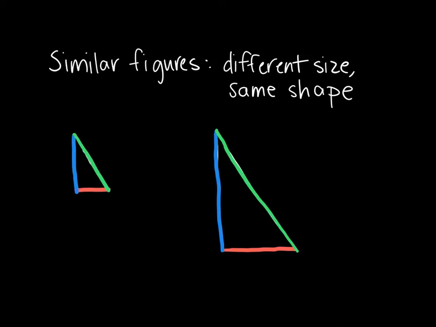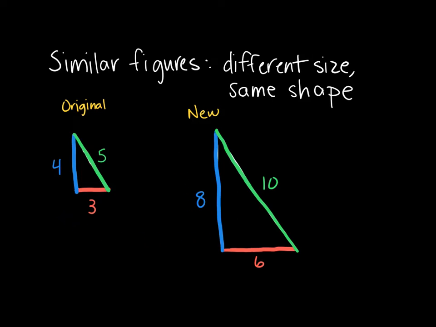Notice, I've color-coded sides that correspond. So we have the shortest side corresponding with the shortest side of the larger triangle, and then the medium side, right, and the longest. I'm going to call the smaller triangle the original figure and the larger one the new figure.